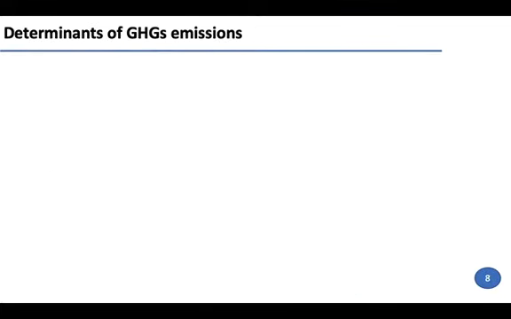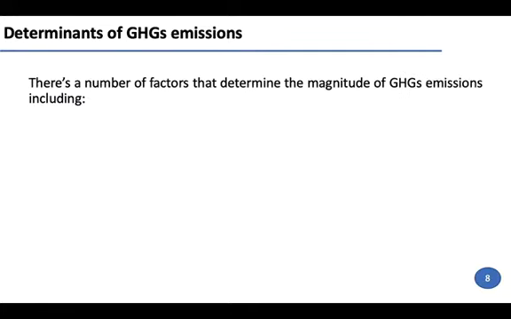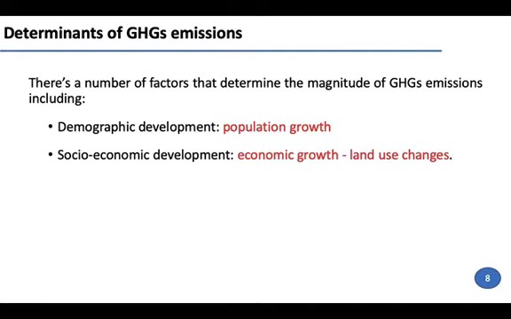Okay, what are the main determinants of emission of such gases? Well, the first one is population growth. With the population increase, there are consumption, production activities, human activities. All of these are affecting the emissions of these gases. We also have the socioeconomic development. We're talking about economic growth.